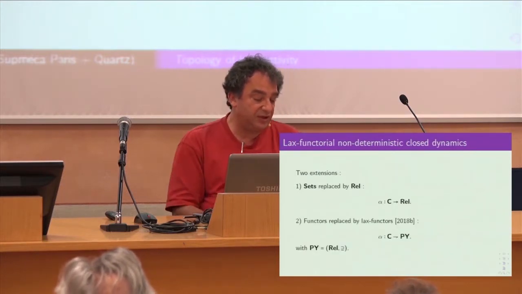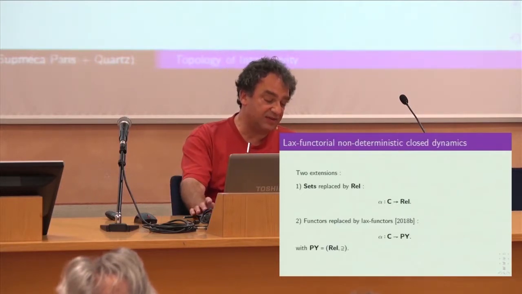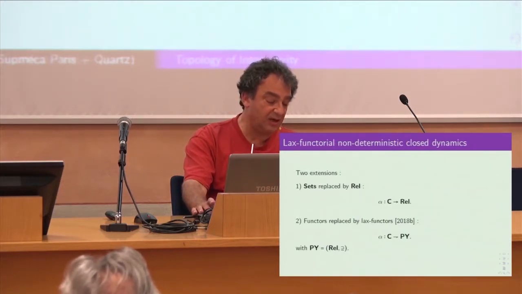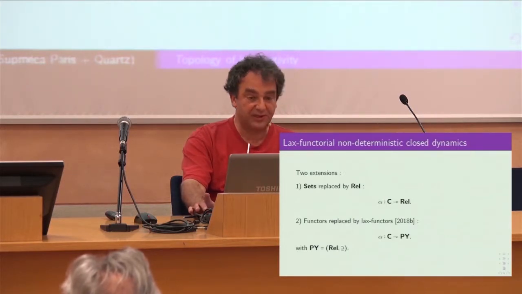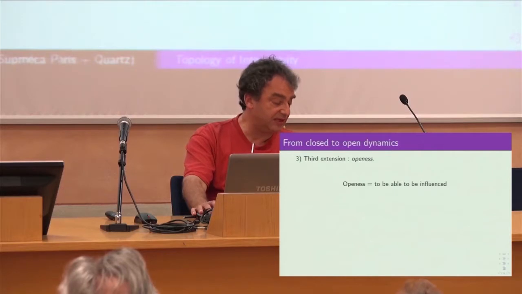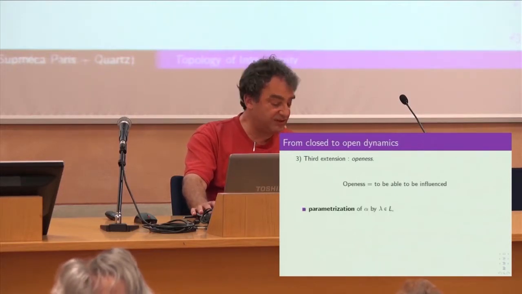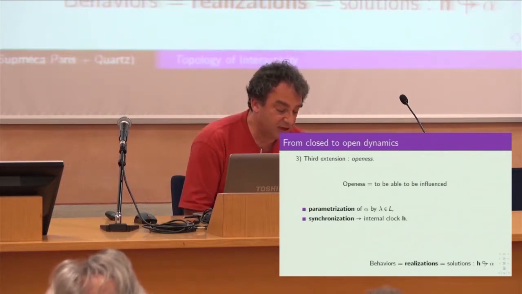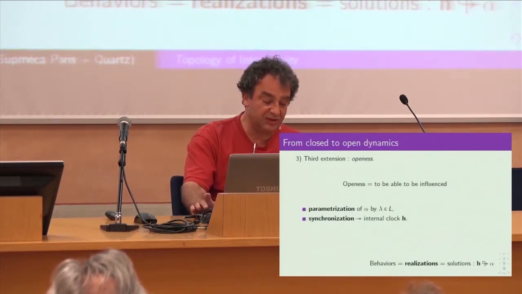And secondly, we extend the definition again by considering as dynamics all lax functors from our small category to the 2-category PRel defined as Rel when ordering transitions by the opposite of the inclusion order, which we'll call the constraint order. Now we can enrich the definition of closed dynamics to include some open dynamics that will be able to interact together. We do that thanks to parametrizations and to a reference to an internal clock in view of synchronizations. Behaviors of an open dynamic will be formalized as its realizations.